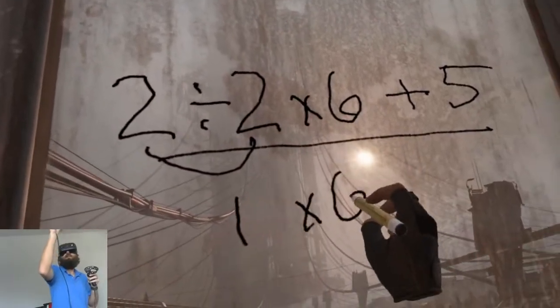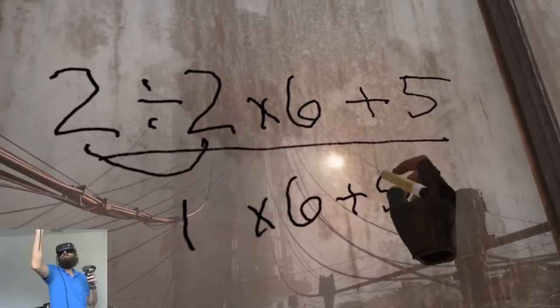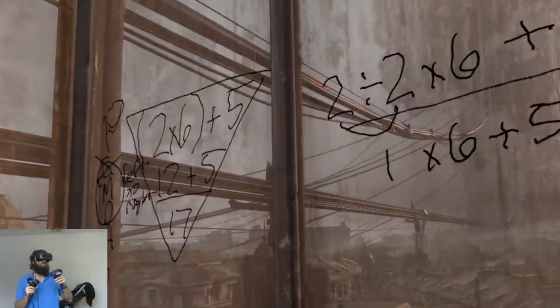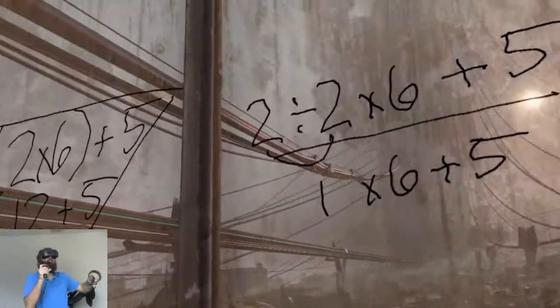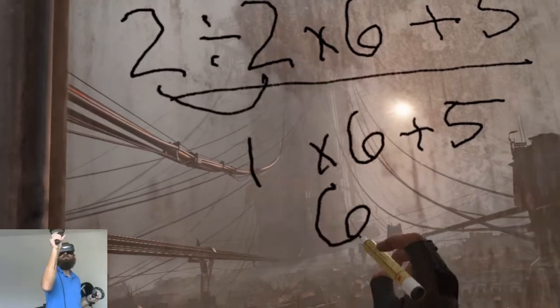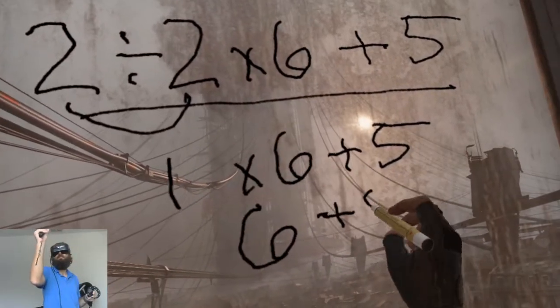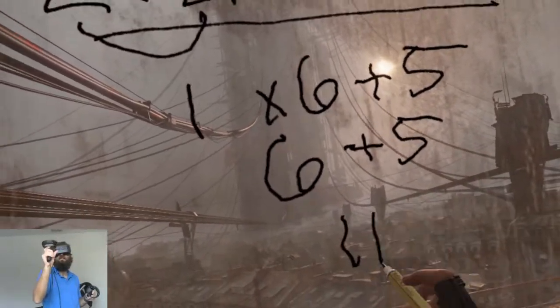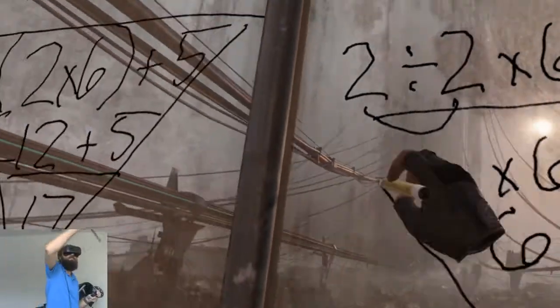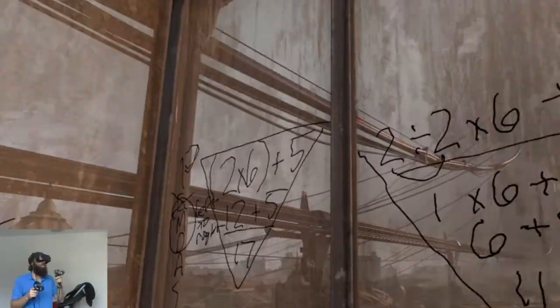Now we rewrite our expression. Our next step here is multiply. Multiply comes before add. 1 times 6 is 6. We write our plus 5, and 6 plus 5 is 11. We've got to write our pyramid. We're good. Now, why this is important.